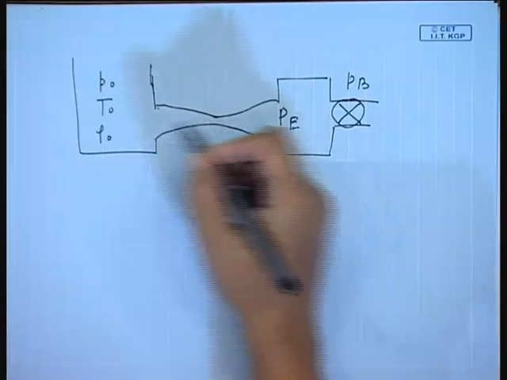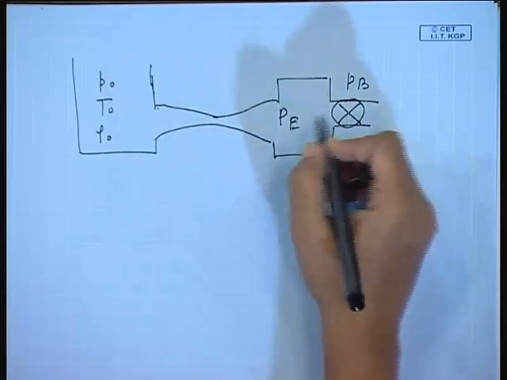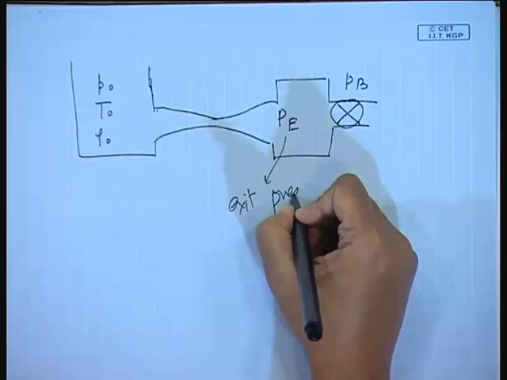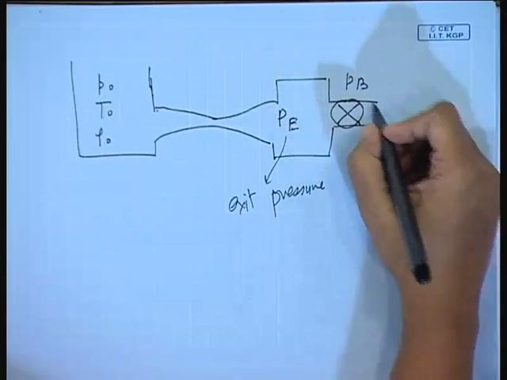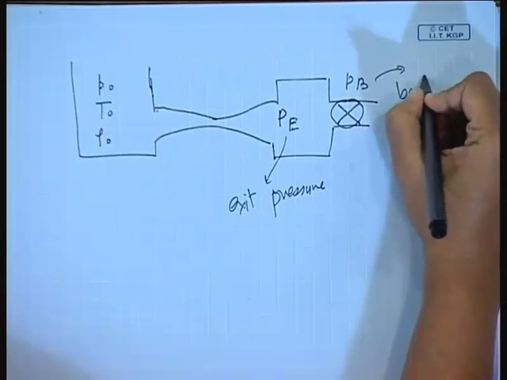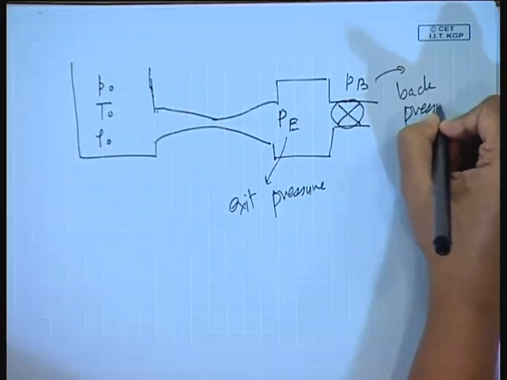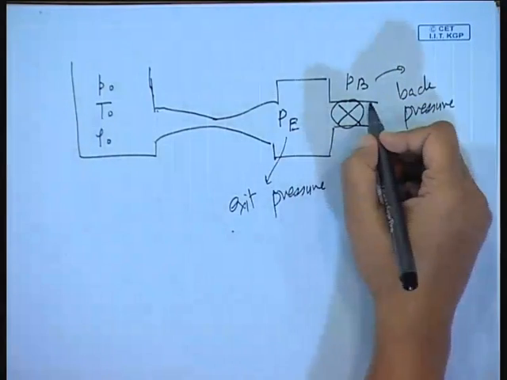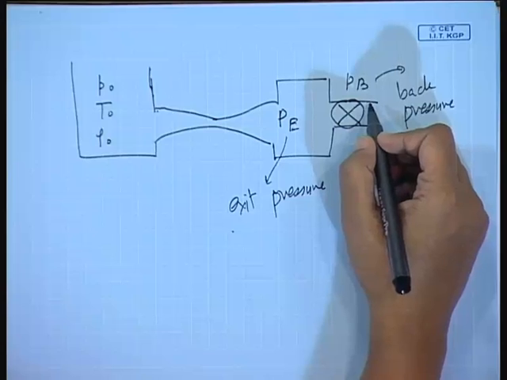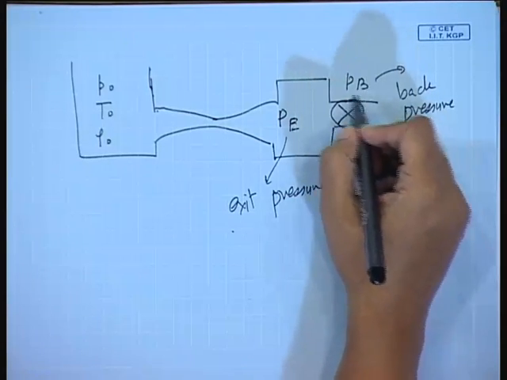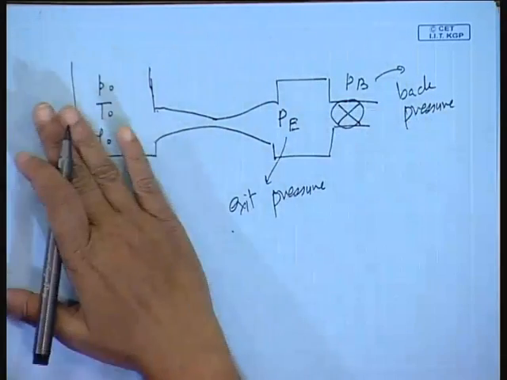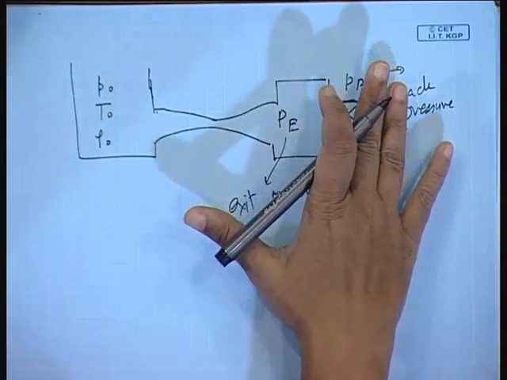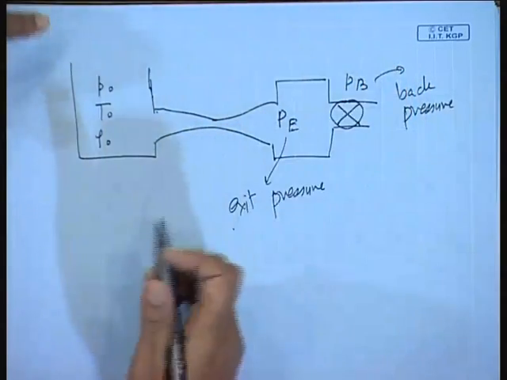Now here the upstream conditions are maintained. This is known as the exit pressure and this is known as the back pressure. The nozzle discharges to this back pressure. Initially the valve is closed, everywhere the pressure is P0 and there is no flow, just like what we had seen in the previous case.